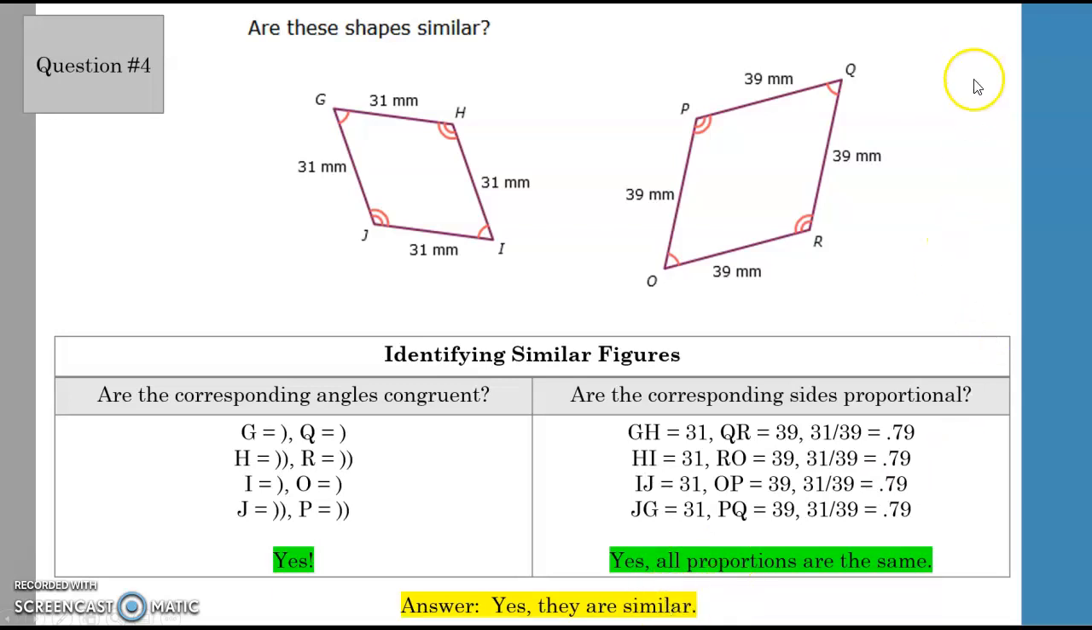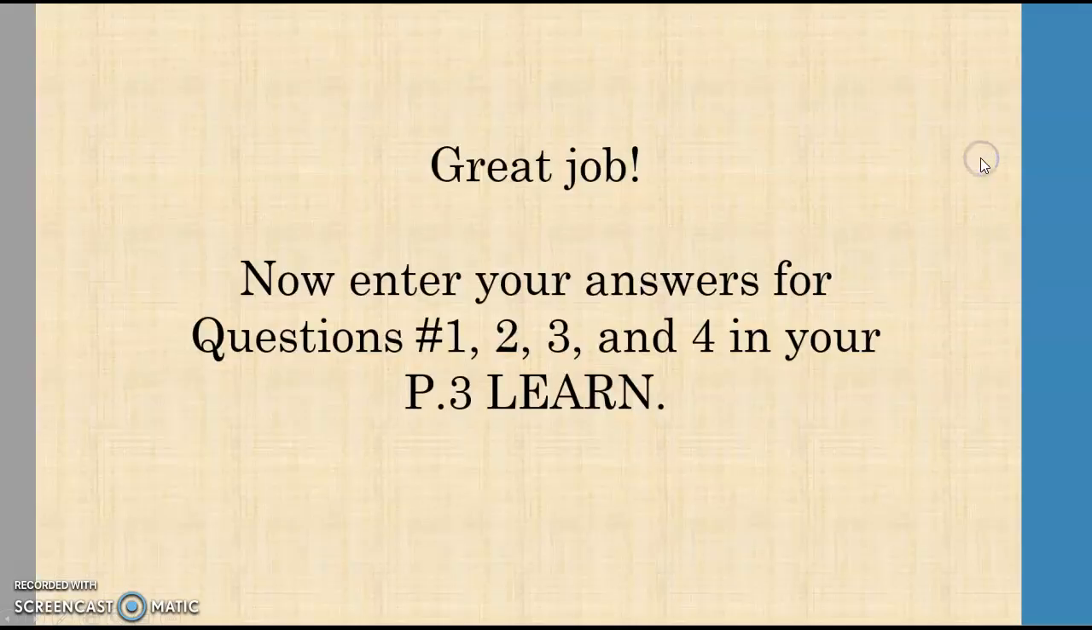Okay, so let's go to our next slide here. Great job. You're all done with our recording for today. Now you're going to go ahead and enter your answers for questions number 1, 2, 3, and 4 in your P.3 Learn. Those are the answers to the questions that we just went over in this recording. This is your activity for Monday.